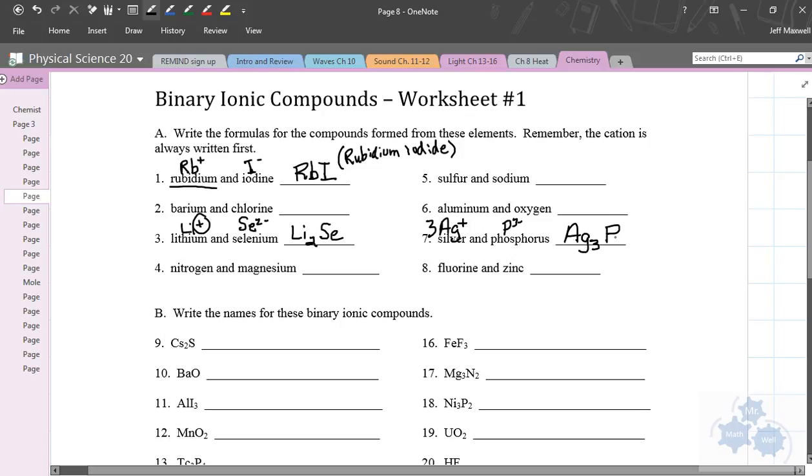And the name of this is, anyone want to guess? No, not phosphorus, silver. You always name the positive first. Silver. Silver what? Silver phosphide. Yes. Silver phosphide. Okay? Is it starting to click? Starting to come or no? Yeah. Sort of?